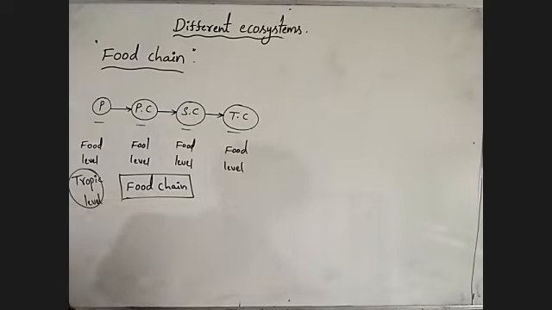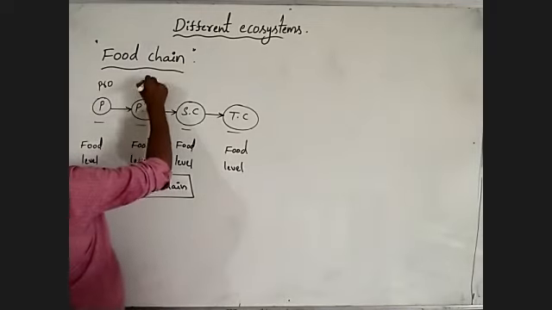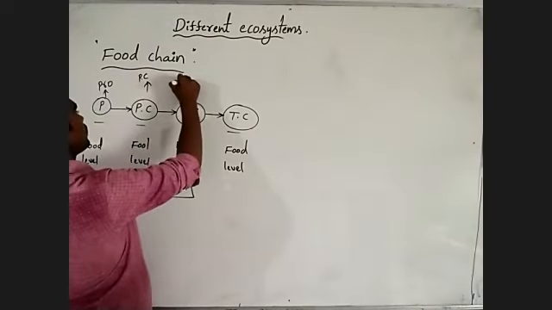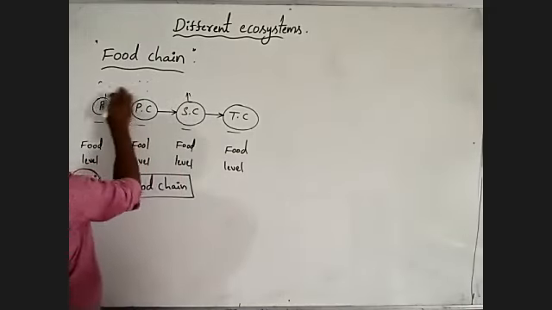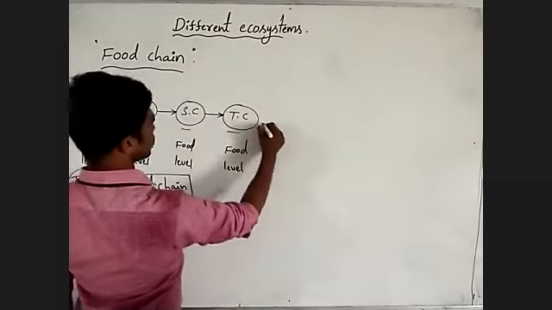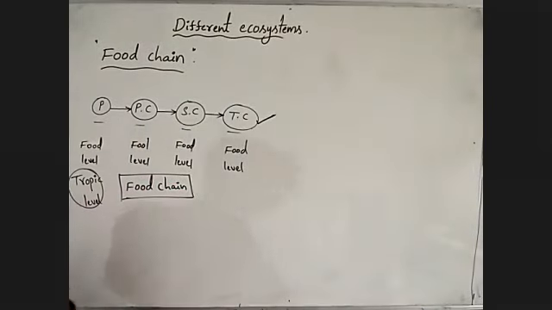Okay. One depends on the other in these trophic levels. Here the first trophic level is producer, second trophic level is primary consumer, next trophic level is secondary consumer, next trophic level is tertiary consumer. Okay, this is a food chain.